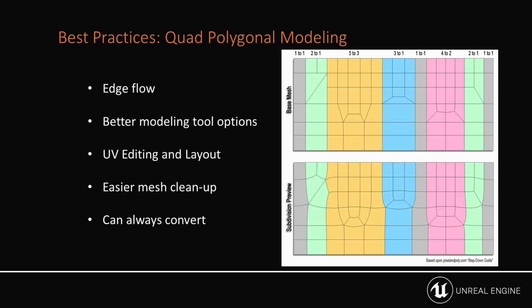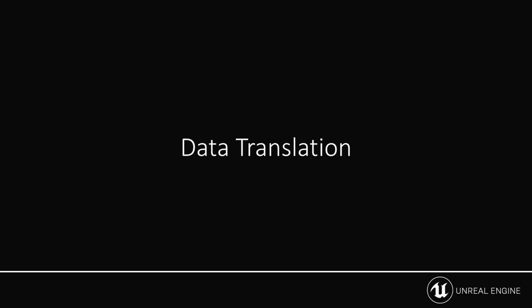You can always convert, right? So working in quads, you can always triangulate that geometry. And of course, behind the scenes, Unreal is going to triangulate your geometry for you once we bring it over there anyways. So, data translation.